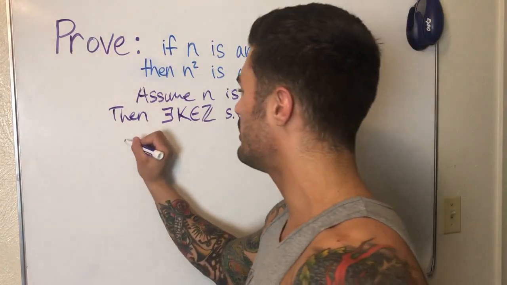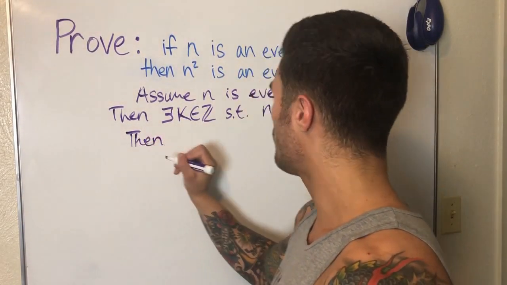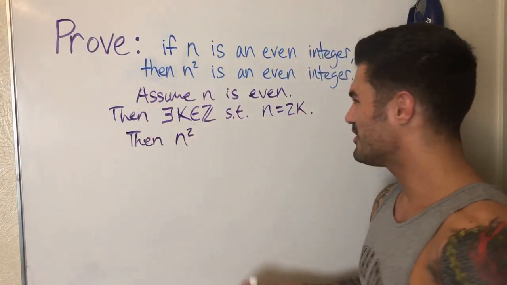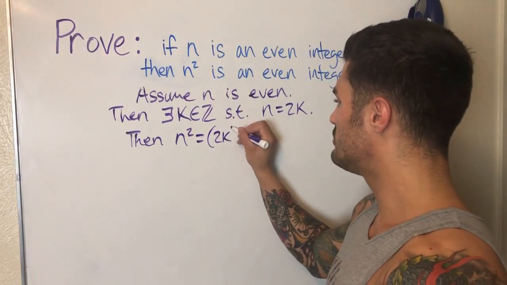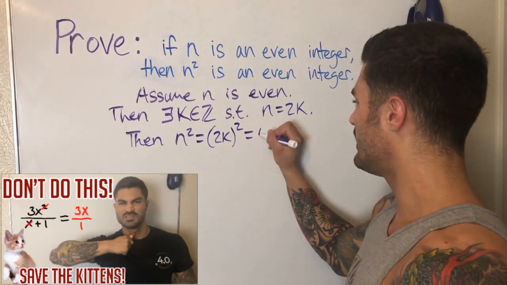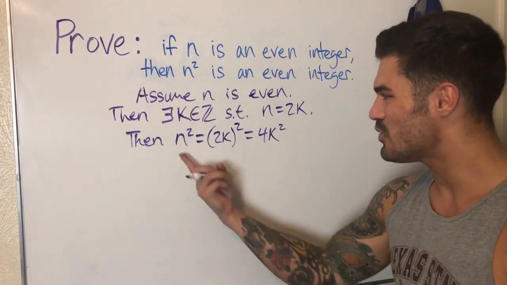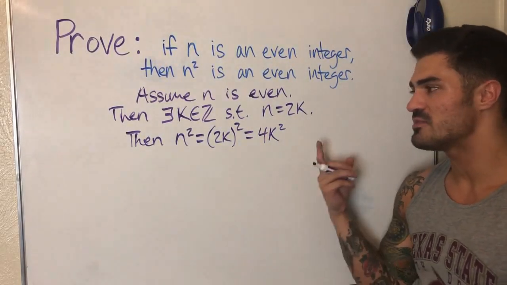Square both sides, then what? I'm not being very elegant with my wording here, but you can go back and make it more elegant if you want. Then n squared equals, you need the parentheses here to square it. Don't forget them, a kitten will die. If you don't get that reference, you can click up there. Then n squared equals 2k, the whole thing squared, which equals 4 times k squared.